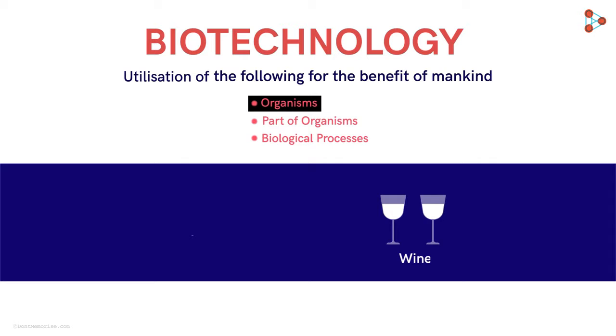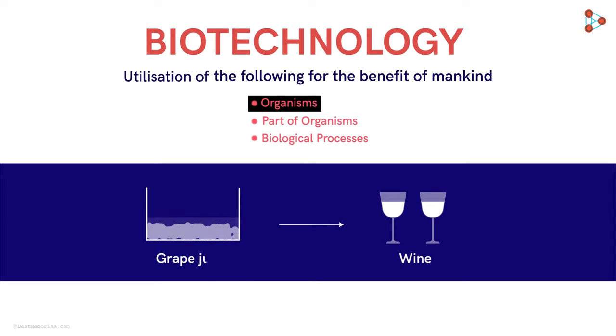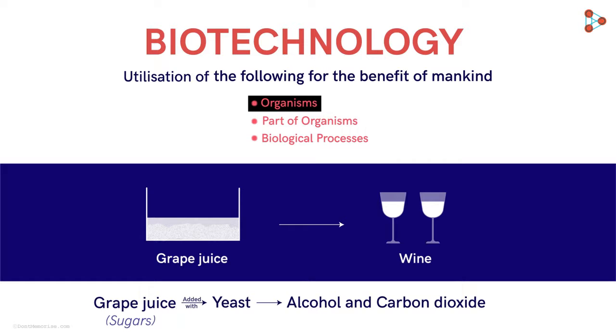Now, wine is usually made from grapes. How can grapes, which are fruits, get converted to a beverage like wine? Well, this is where the microorganism named yeast comes into play. It feeds on the sugars present in the grape juice and releases alcohol and carbon dioxide as byproducts. Here, a complete organism is used for the processing of grape juice and to convert it into wine. This was the first part of the definition.